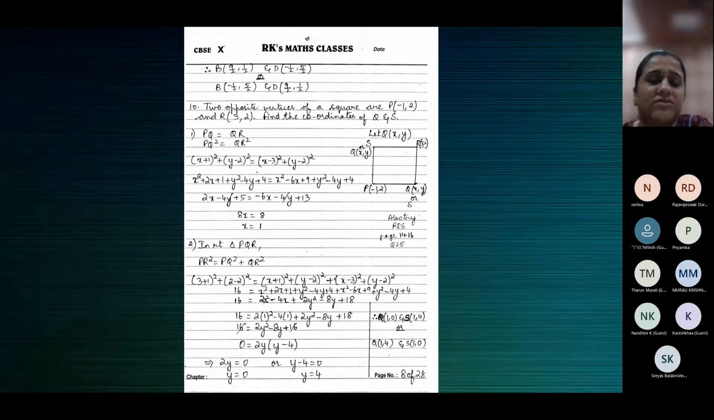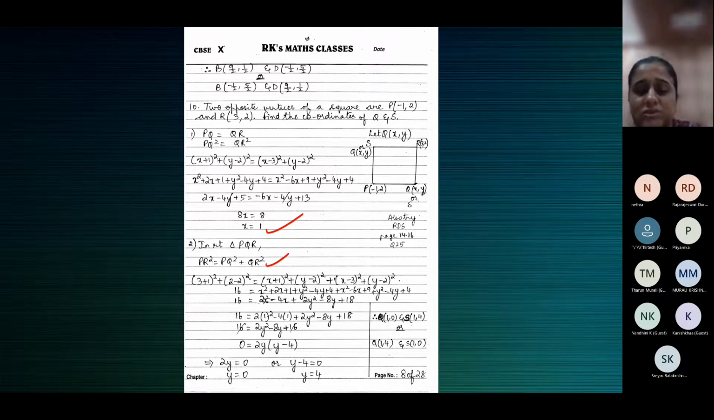Here I've just expanded a plus b the whole square, a minus b the whole square, simplified, and 8x is equal to 8, x is equal to 1. Not always will you get the value of x directly like this, but here we get x straight away. Now use Pythagoras theorem. This is the condition. And how do you write PR, PQ, and QR? Distance formula. PR square is x2 minus x1 the whole square plus y2 minus y1 the whole square.